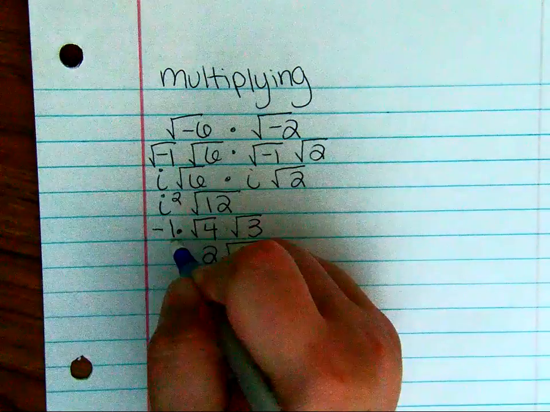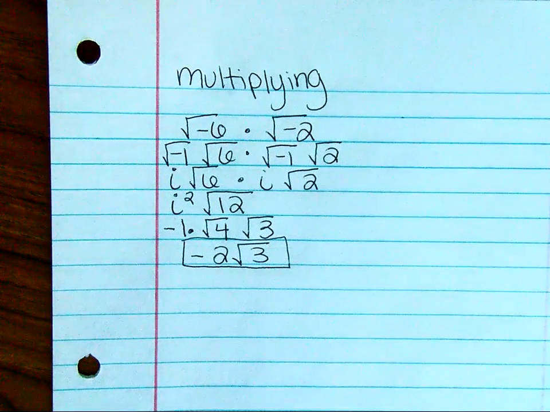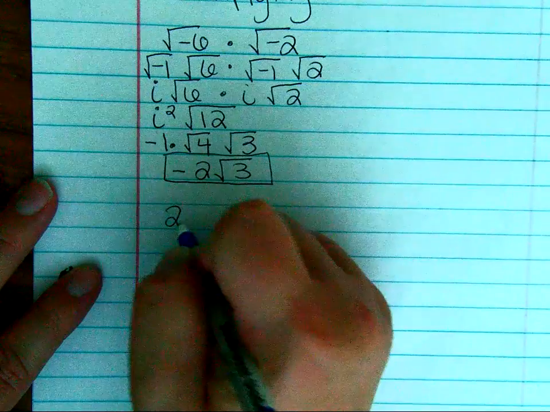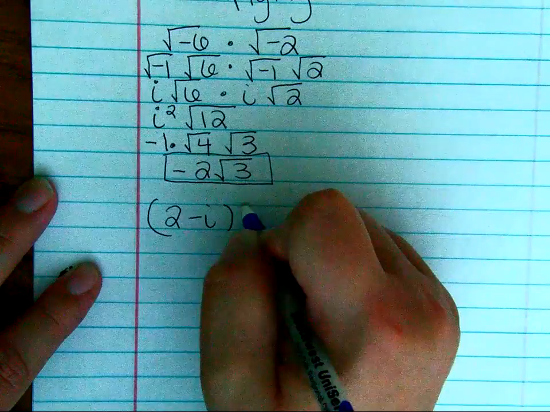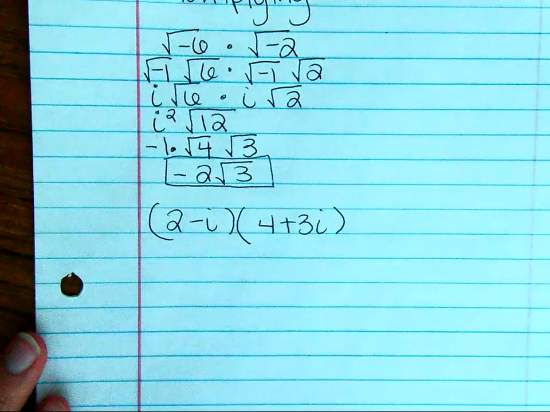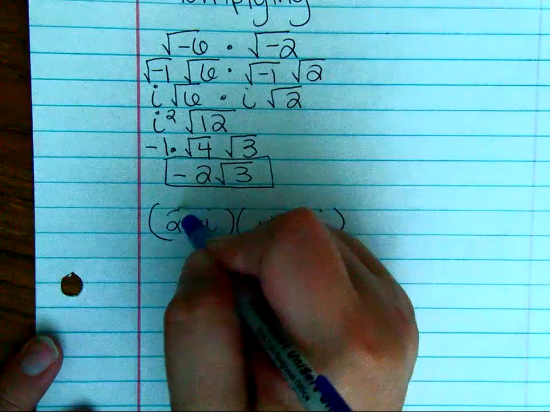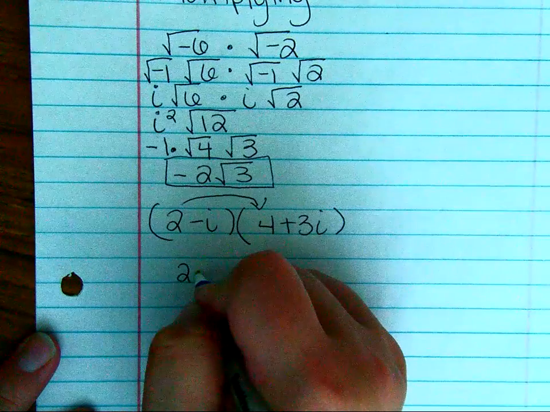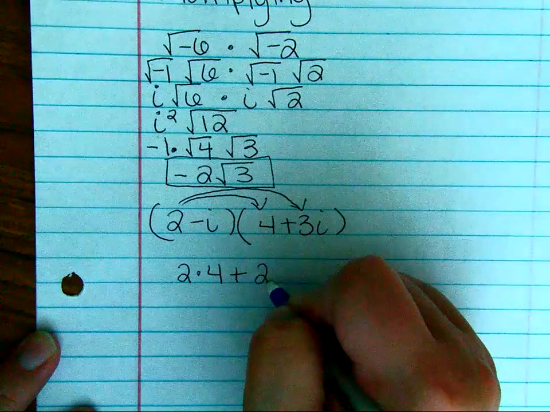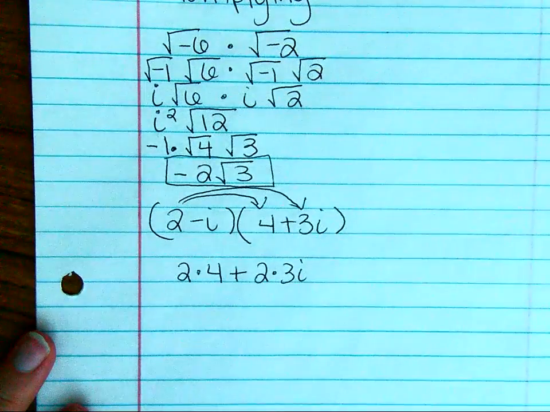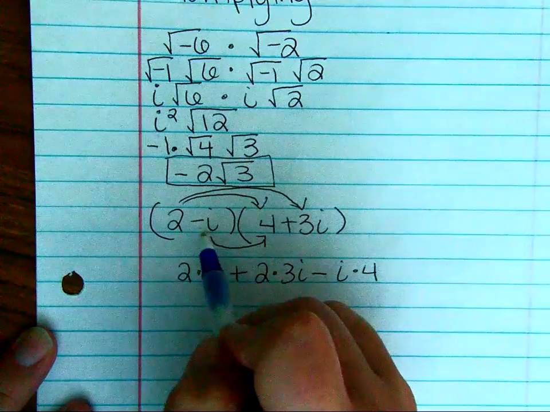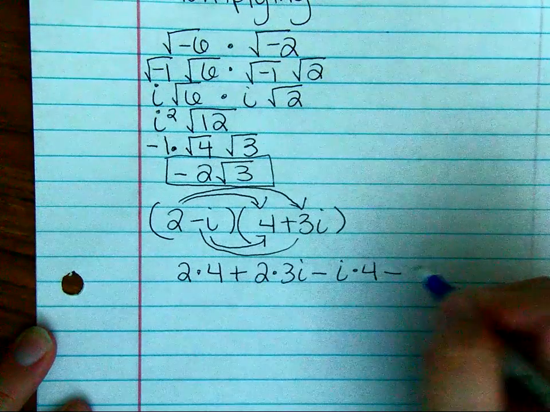Okay? Now, what happens if you wanted to do a FOIL problem? So it looked like that. Okay? You would just do basic FOIL. So 2 times 4 plus 2 times 3i minus i times 4. And then here's another minus 3i times i.